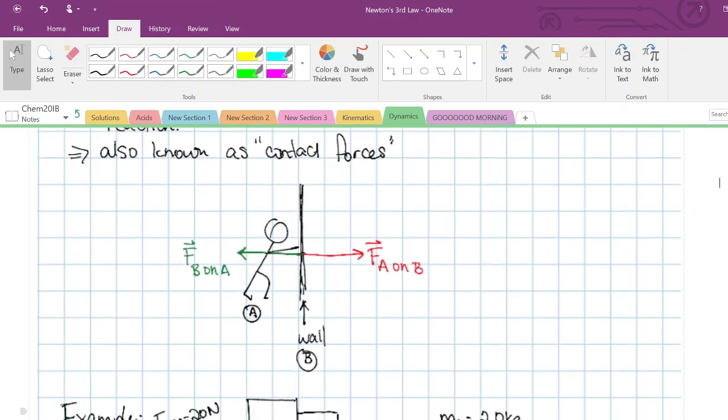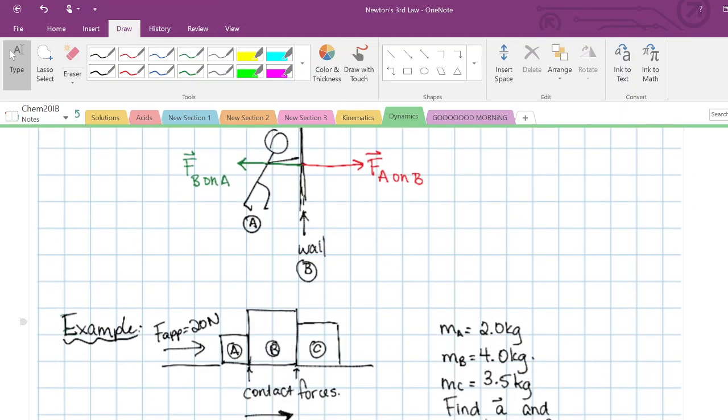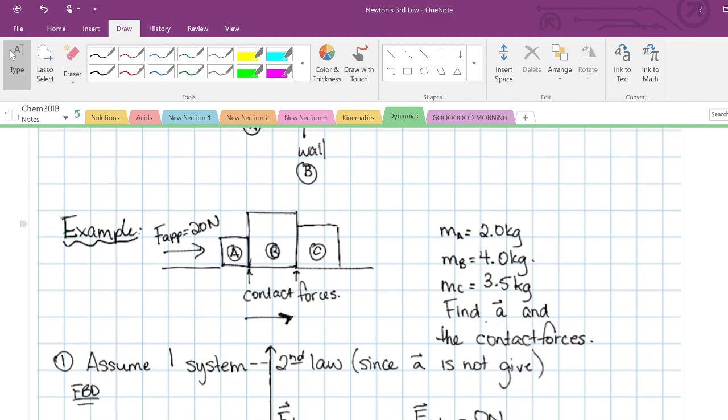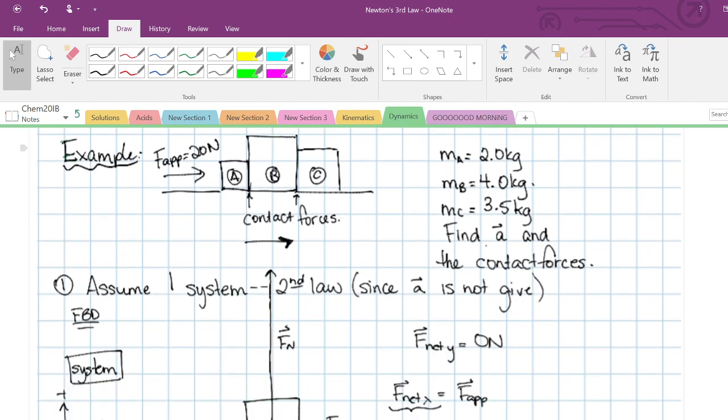So I've got an example here for you. And for this example, we have three blocks A, B, and C. A force of 20 newtons is applied to A, right? And if you guys know, if we push on this block, eventually we're going to get all of these blocks sliding as one big unit, right?